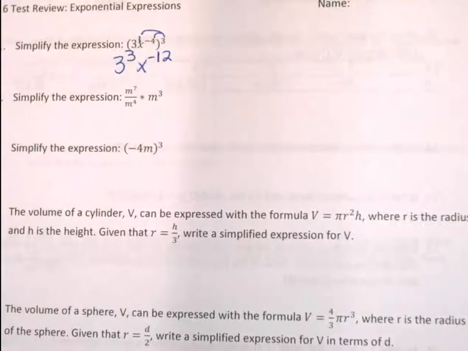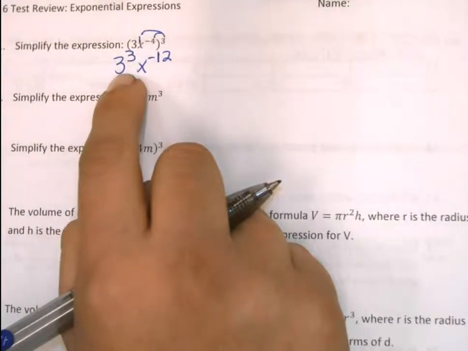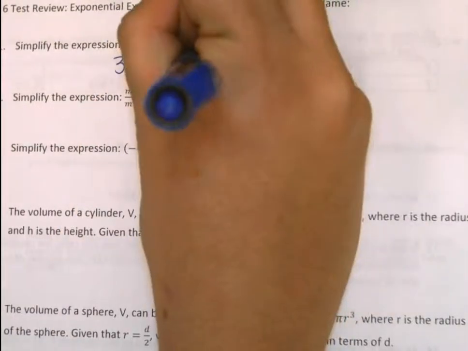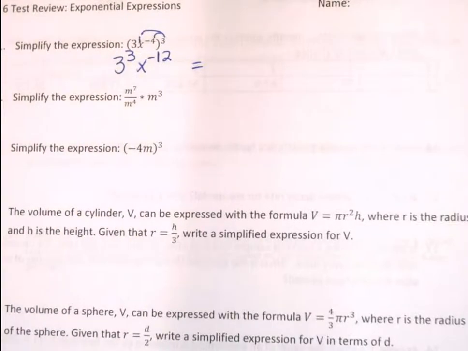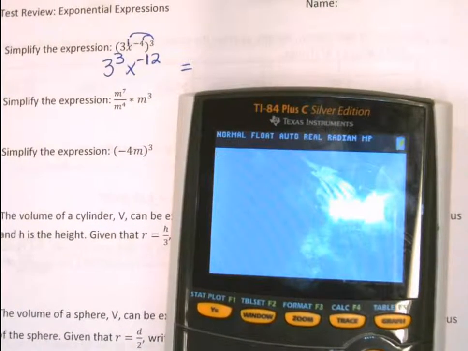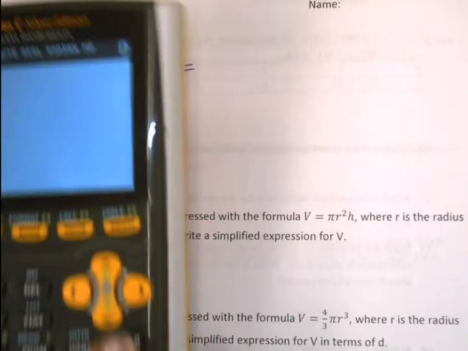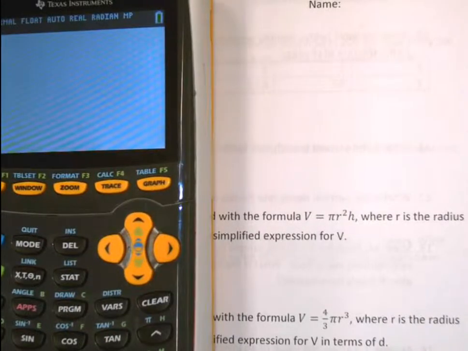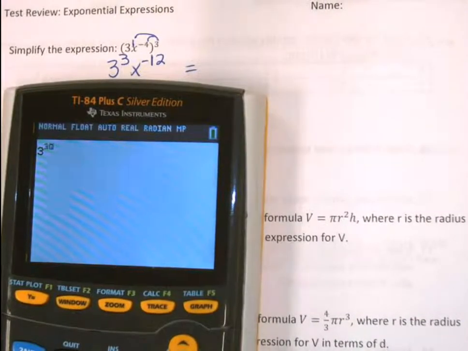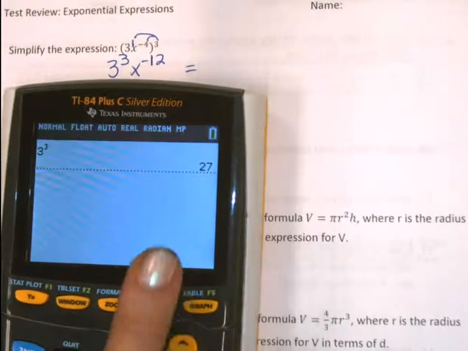Then what I want to do is figure out what 3 cubed is. 3 cubed is 3 times 3 times 3, which if I type it into the calculator, so if I do 3, and then to get an exponent on the calculator, I go to this upside down V looking thing, I type that, and then I put in the 3 for the exponent, and I hit enter, and it gives me 27.